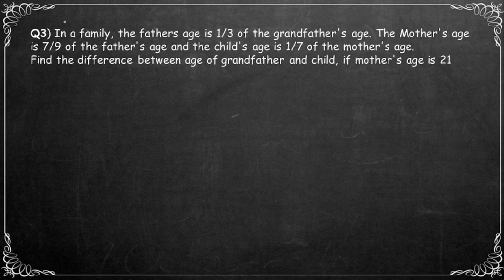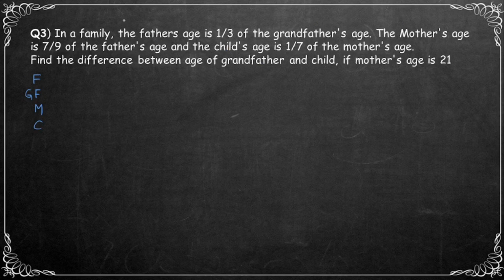Question 3. In a family, the father's age is 1 by 3 of the grandfather's age. The mother's age is 7 by 9 of the father's age, and the child's age is 1 by 7 of the mother's age. Find the difference between the age of grandfather and child if the mother's age is 21. Now there is father, right? And then there is grandfather, and then there is mother, and then there is child. There are 4 members.